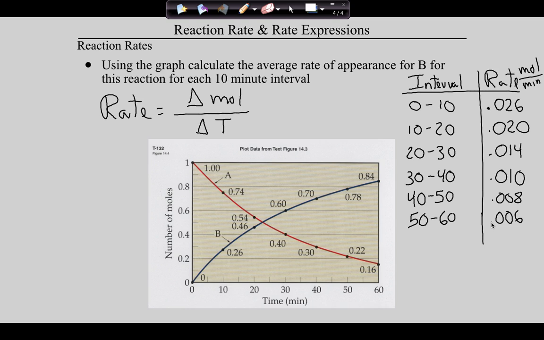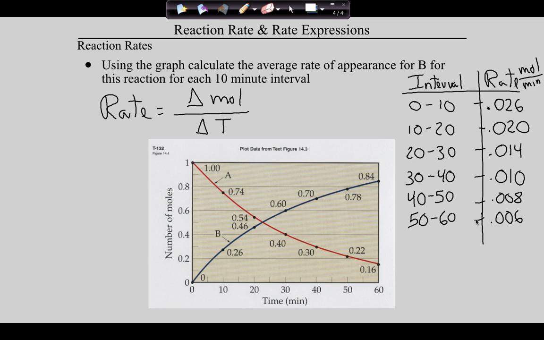Now what if I said, let's do this entire thing over, only now let's look at the rate of consumption of A? All you have to do is put negative signs in front of these. This is an important idea: the rate of creation and the rate of consumption are proportional, and the only difference would be the sign. You get the idea? Okay, go ahead.